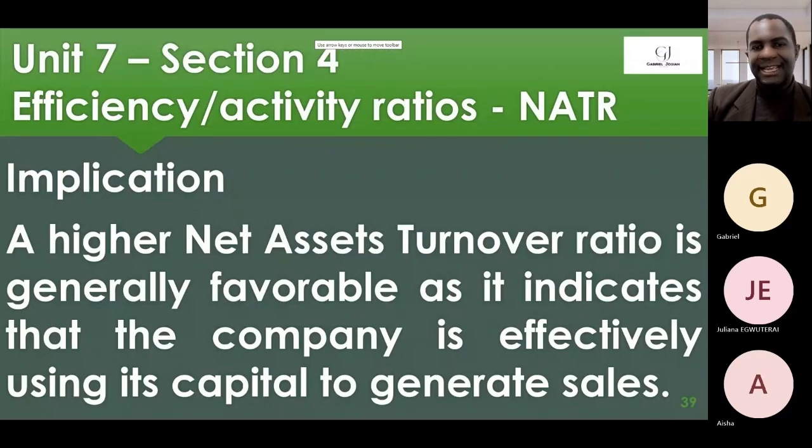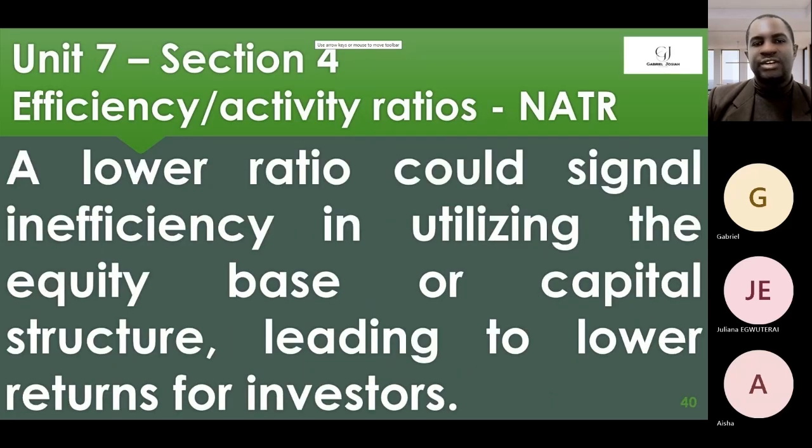The implication is that a higher net asset ratio is generally favorable, exactly, as it indicates that the company is effectively using its capital. We talked about the equity to generate sales. So equity, the total assets less our total liabilities or current liabilities, is the equity figure. So even if you use the total equity figure, you find out the ratio is high and is favorable, indicating the company is effectively using its capital to generate sales.